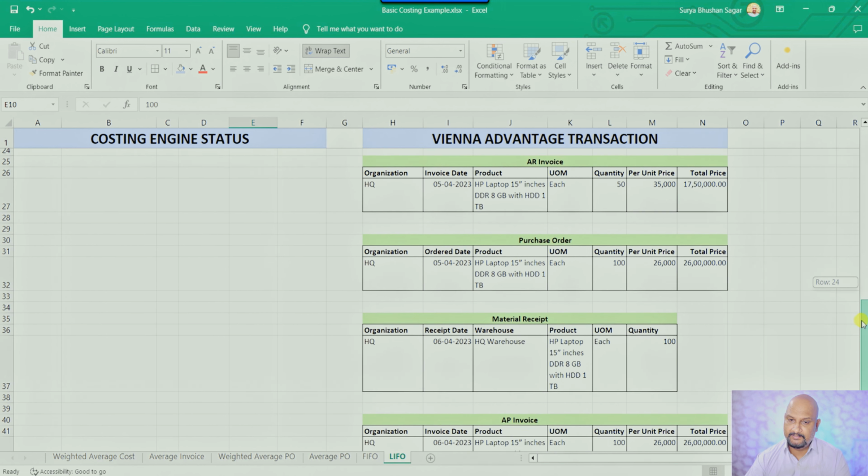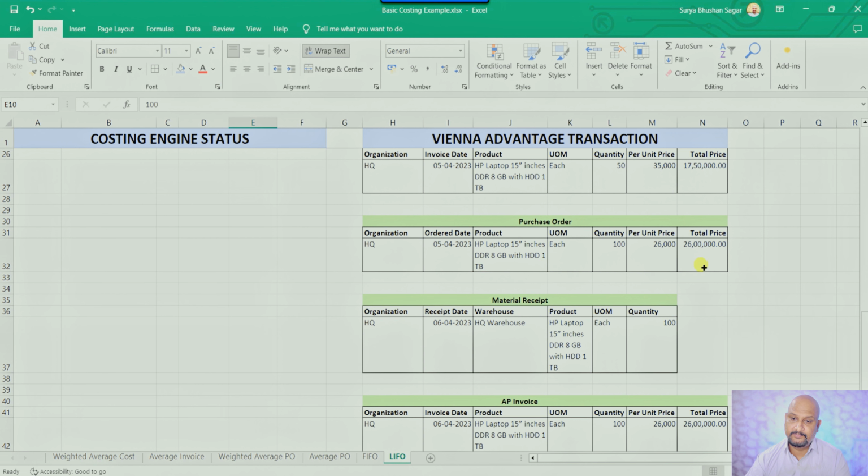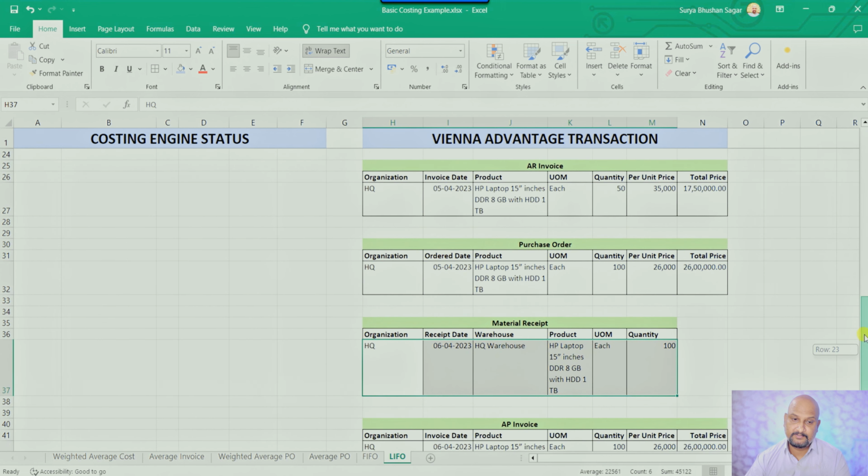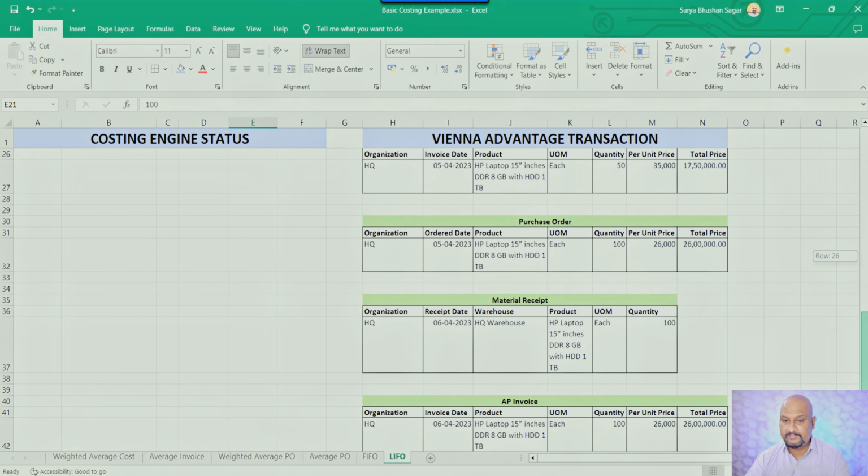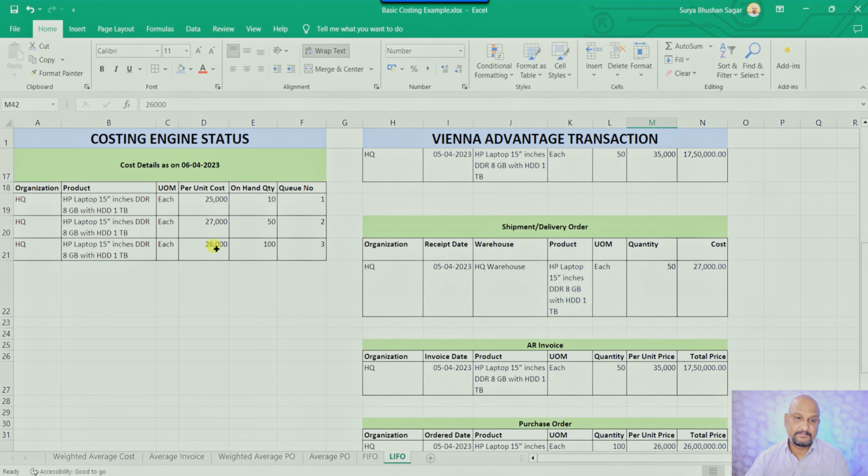Now assume that again I'm generating a new purchase order to the vendor for the next 100 quantities. The per unit cost is 26,000. Once I receive my material on 6th of April, during completion of this GRN, the system will generate a new queue, that is queue number 3, which says 26,000. If there is any difference in the AP invoice, then that would be updated accordingly by the system at the level of the costing engine.